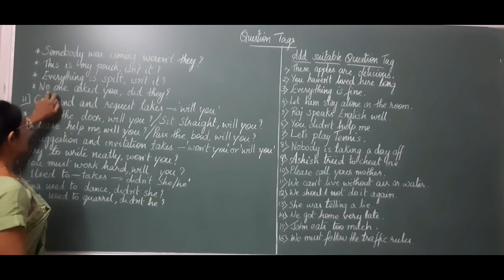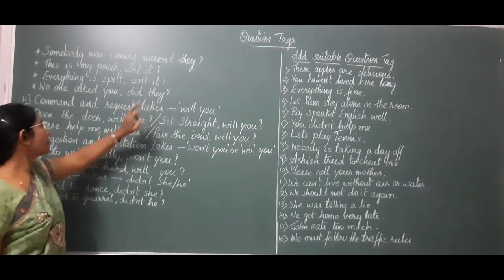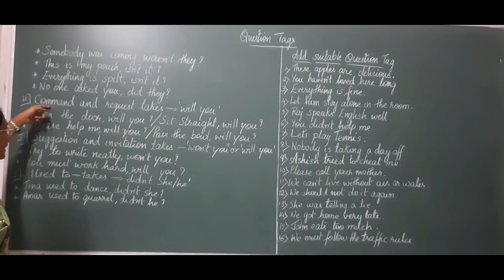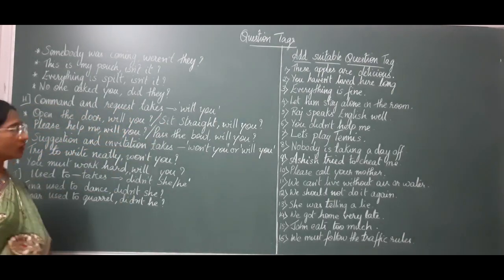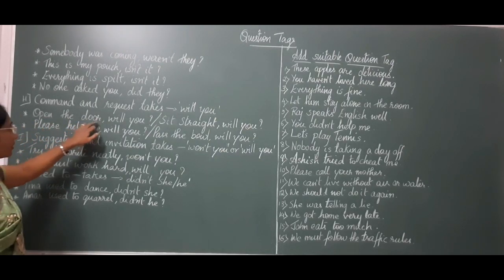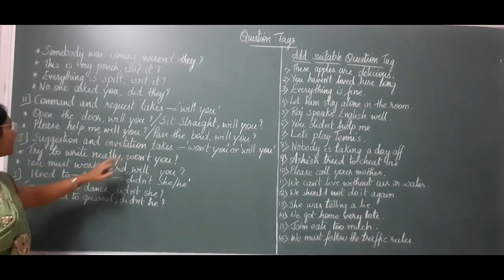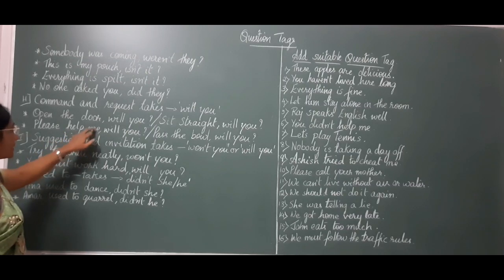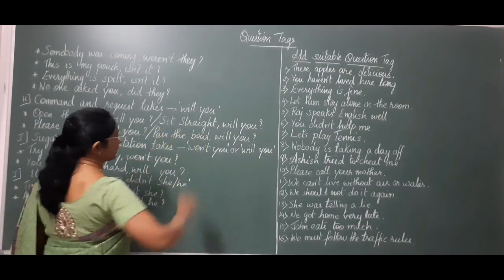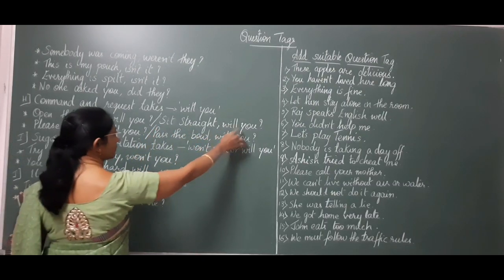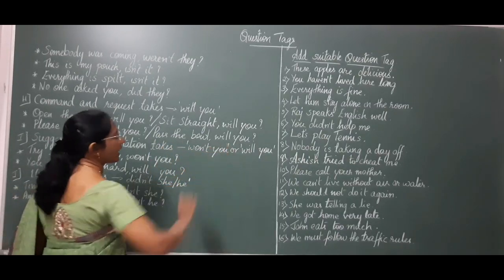So this is how we see the subjects change in their form in the question tag. Next, when the sentence is in the command form or in the request form, it takes the tag will you. Open the door. This is a command, so the tag will be will you. Please help me is a request and the tag is will you. Sit straight is a command, you use will you. Pass the bowl is a request, and it takes the tag will you.